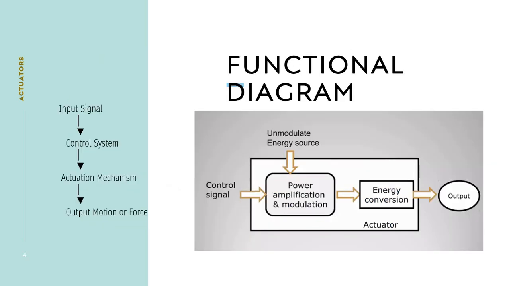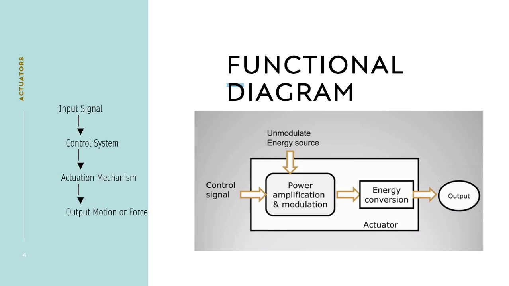So this is a functional diagram that has been given. It has an input signal and the control system. The input signal is the command or control signal provided to the actuator. This will specify the desired action or the position. And next comes the control system or the control signal. This controls the system. It processes the input signal and generates the necessary instructions to drive the actuators.